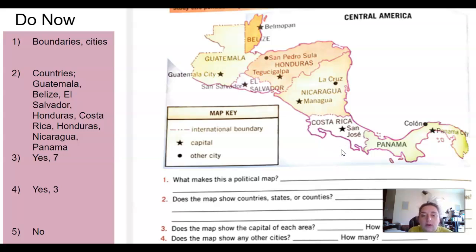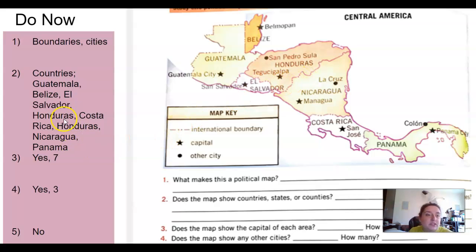All right, so what makes this a political map? I see boundaries, those boundary lines. This takes us all the way back to the beginning of the year, so this is definitely review to keep in your head. So we see border boundary lines. We see cities labeled, capitals labeled. There are no bodies of water labeled. It's just sticking with the land.